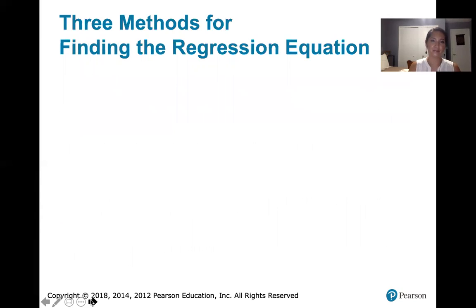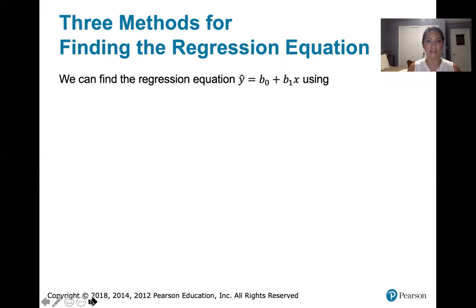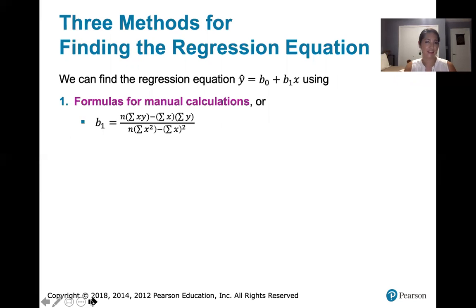Okay, so provided that the requirements are met, we actually have 3 different methods for finding the regression line. Now remember, the equation of the regression line is y hat, that is our predicted value of y given a particular x value, is given by b naught plus b sub 1 times x. And b naught and b sub 1 are sample statistics that can be calculated using formulas. So the first way that we can find b sub 0 and b sub 1 is to use the following formulas for manual calculations.